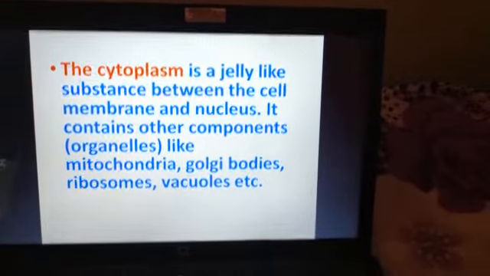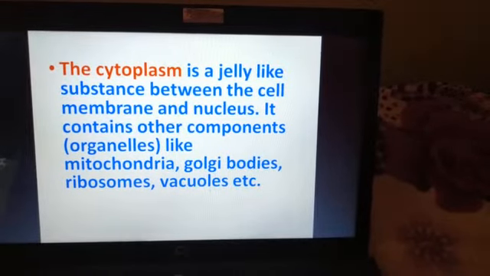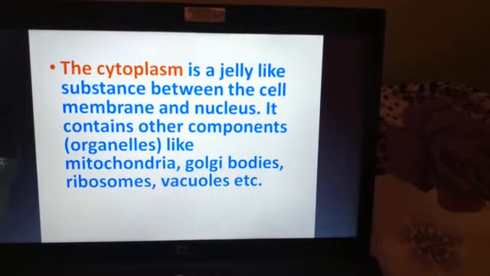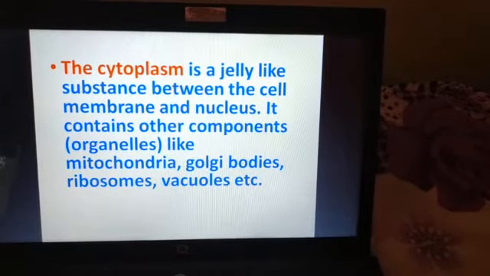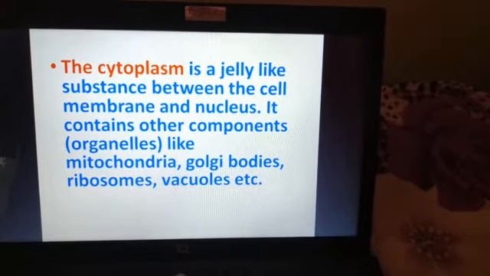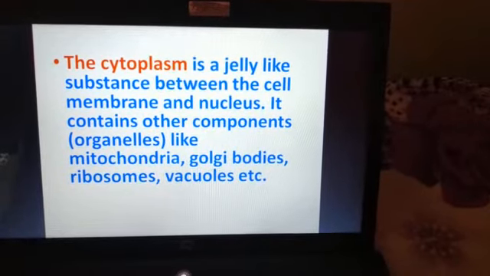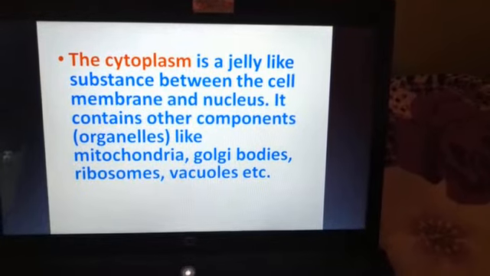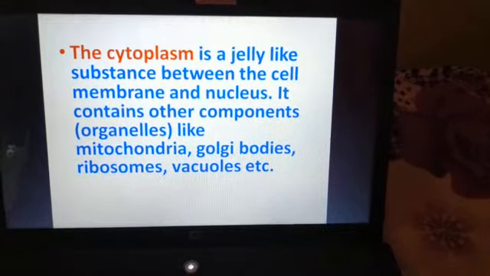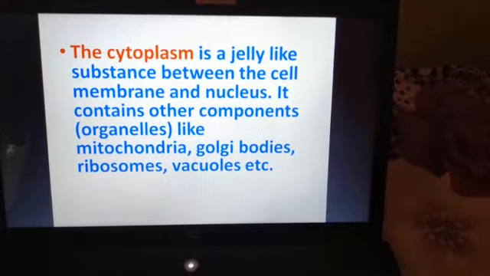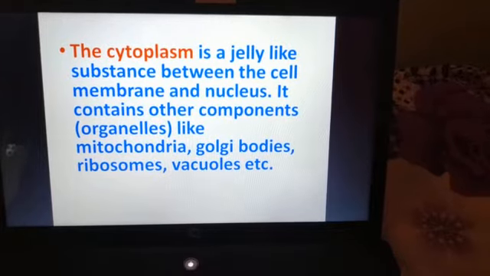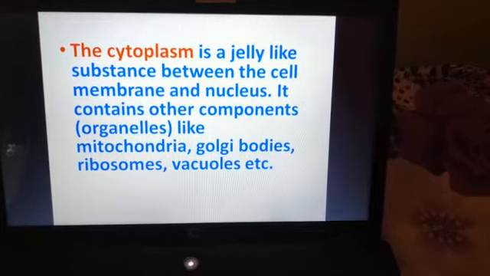Let us see about cytoplasm. The cytoplasm is a jelly-like substance between the cell membrane and the nucleus. It is a jelly-like substance and it contains other components, or we can say other organelles like mitochondria, Golgi bodies, ribosome, vacuoles, etc.